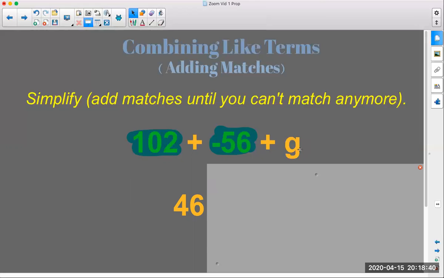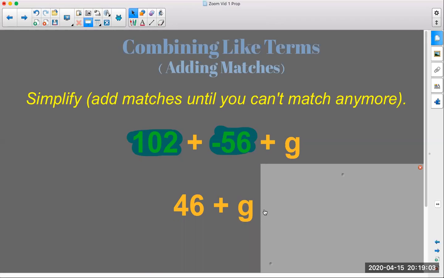Now we have the G left over. We couldn't match it with anything, so we couldn't add it to see how many G's we had altogether. So we only have this one G. So when you don't have anything to match it with, you just include it in your expression. So we're going to put our plus sign and then G. So it didn't have a match.